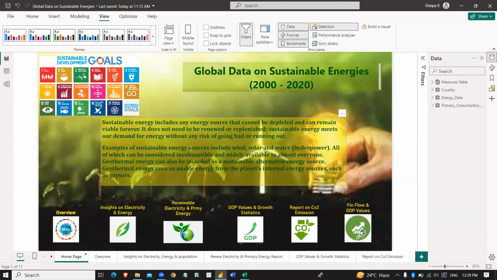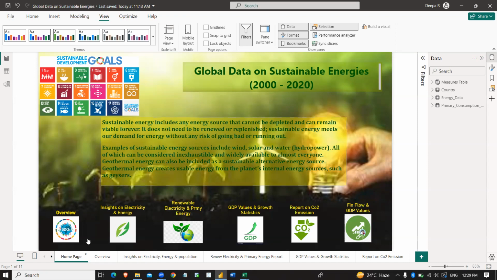Examples of sustainable energy sources include wind, solar, water, hydropower, all of which can be considered inexhaustible and widely available to almost everyone. Geothermal energy can also be included as a sustainable alternative energy source. Geothermal energy creates usable energy from the planet's internal energy sources such as geysers. Okay, so this was a small definition about the sustainable energy.